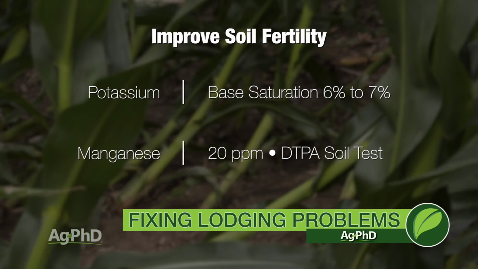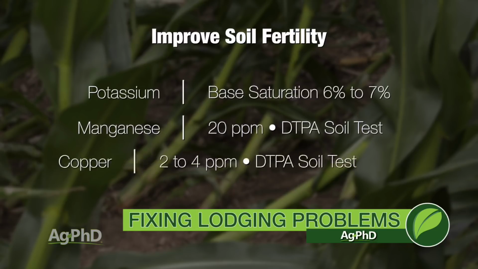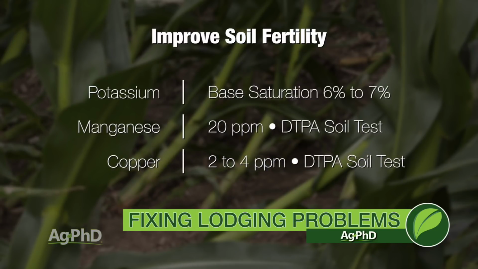Okay, the next one is manganese. Do you have at least 20 parts per million on a DTPA test? Not a Mehlich 3, but a DTPA. Do you have at least 20 parts per million, preferably more? Okay, the next one would be copper. Where are you at on copper? We'd like to see at least 2, 3, maybe 4 parts per million of copper, something like that.